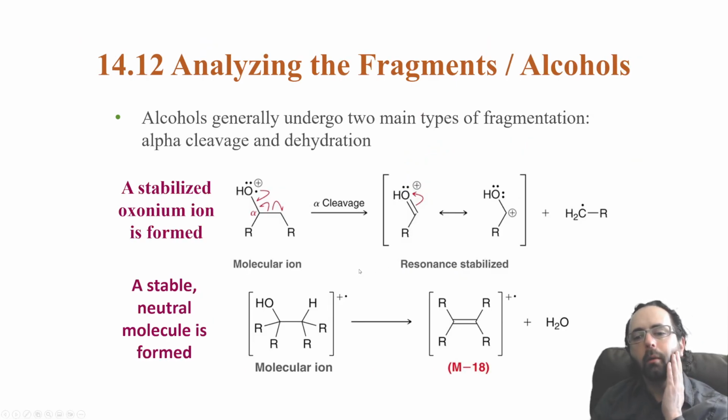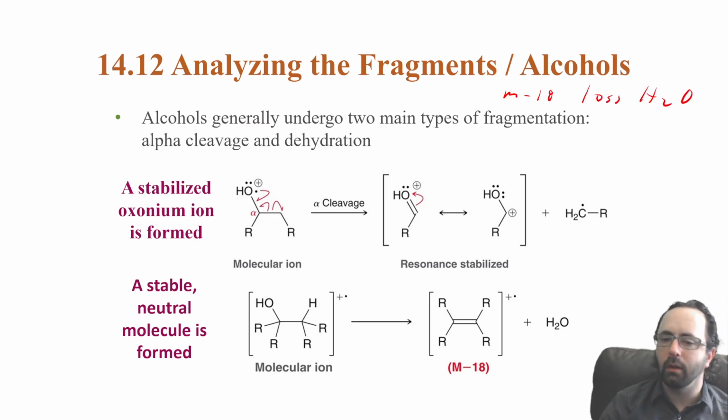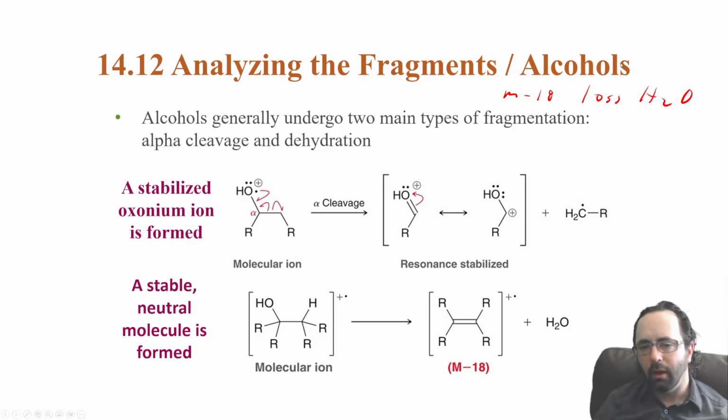Finally, alcohols give very distinctive results. First of all, you should look for M minus 18, the loss of water, in alcohols. That will indicate an elimination. In addition, alcohols tend to undergo what's known as alpha cleavage, where the alpha and the beta carbon break bonds.